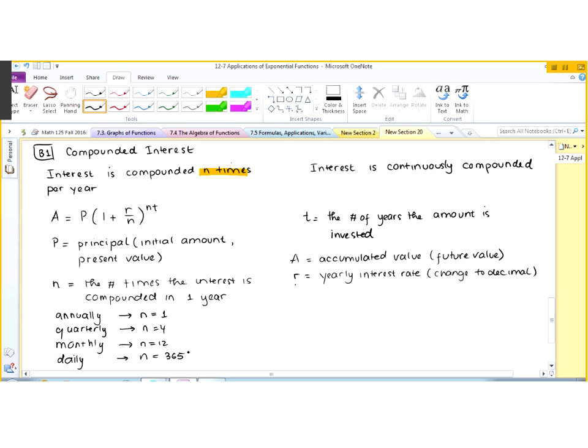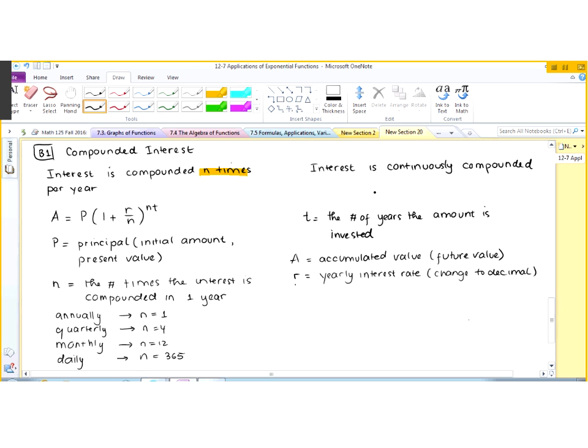So interest grows exponentially. What else grows exponentially? Population, right? To a certain extent. For example, the number of Facebook users in the beginning, or the number of Twitter users. They grow exponentially, right?